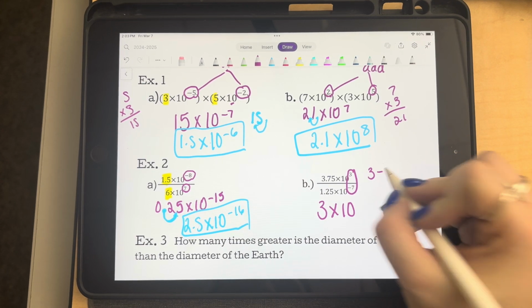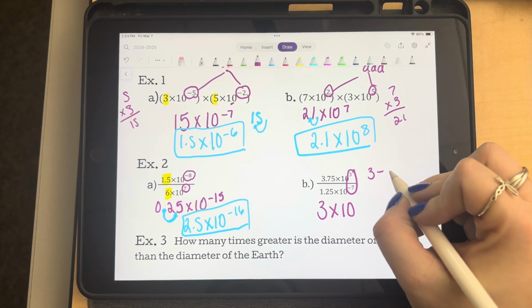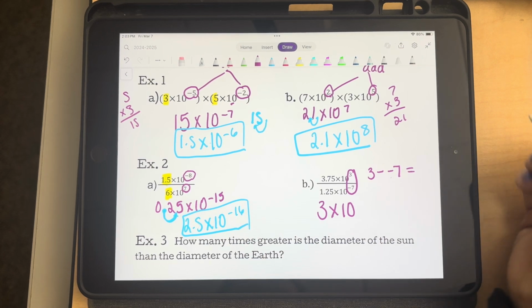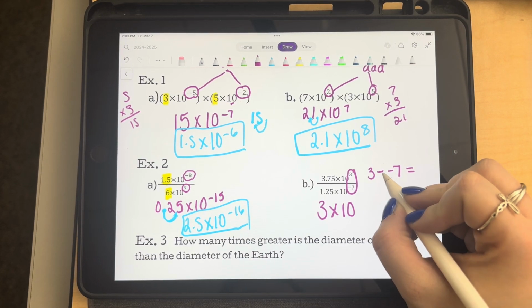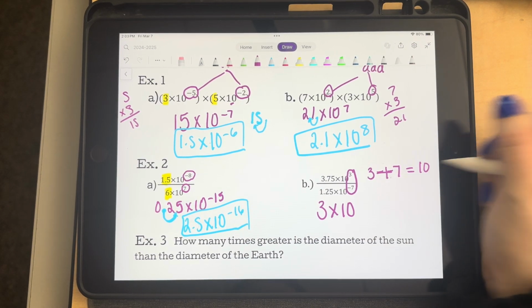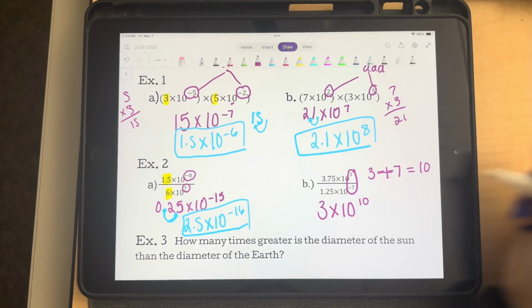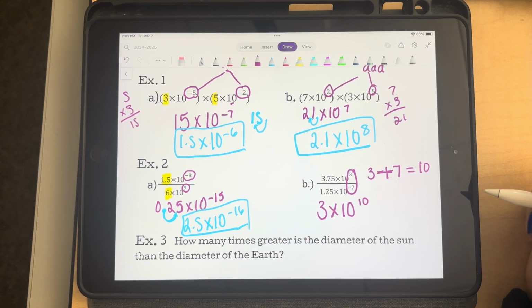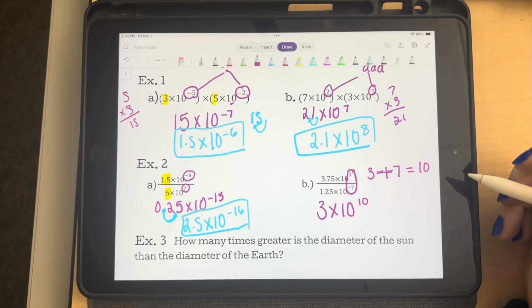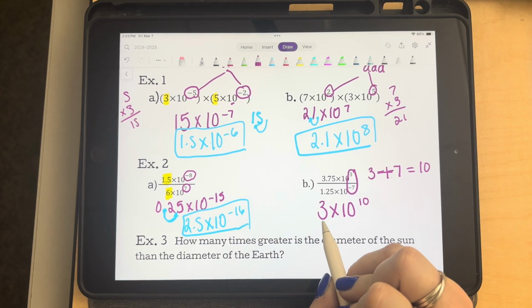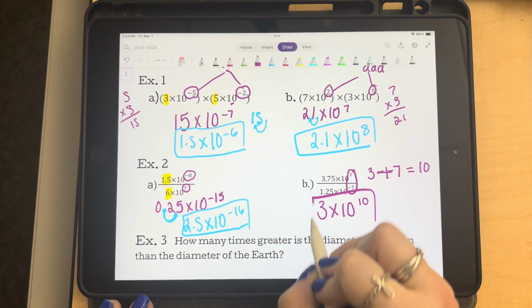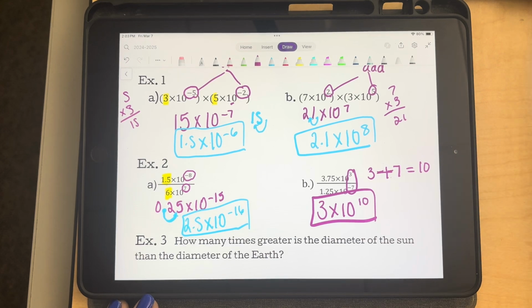I have 3, and I subtract my bottom exponent, which is a -7. Okay? A negative and a subtraction sign turns into a big plus to get me 10. So that means I have this to the 10th power. Okay? Last step, final answer must be written in scientific notation. My base is between 1 and 9, so I actually don't have to do anything else to it, and it already is, which is so nice.